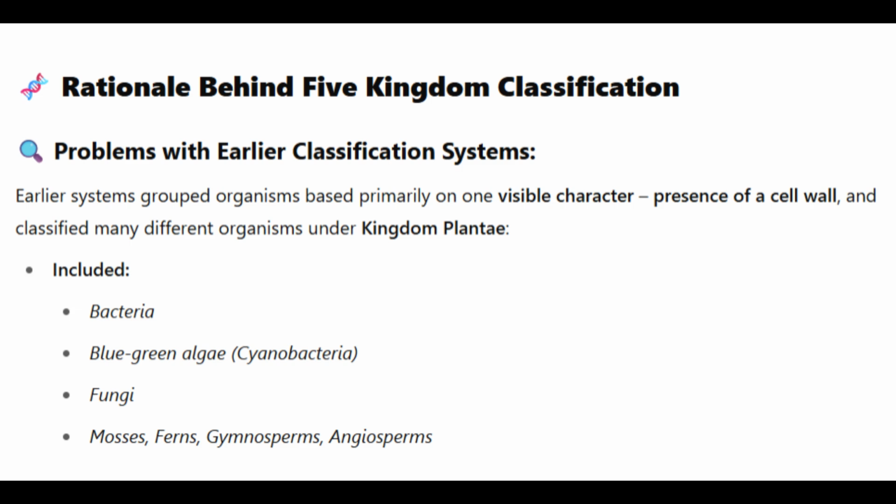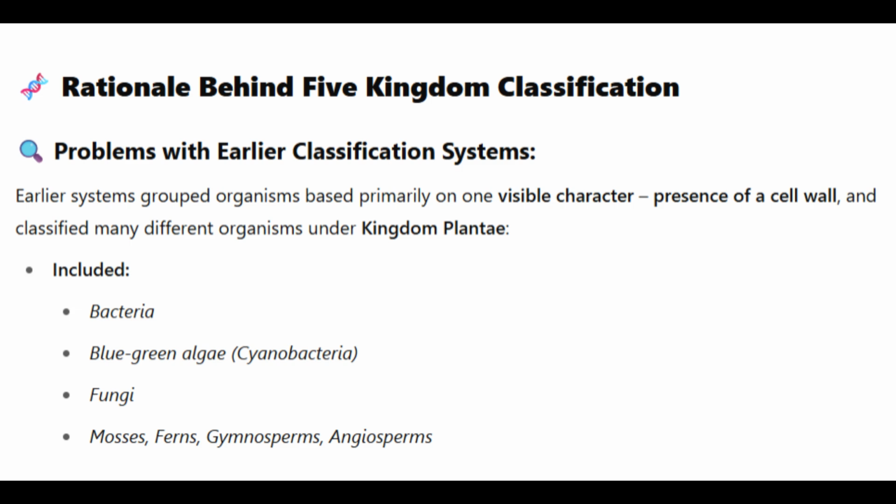Included bacteria, blue-green algae, cyanobacteria, fungi, mosses, ferns, gymnosperms, angiosperms. Issues with this approach. Prokaryotes plus eukaryotes grouped together. Bacteria and cyanobacteria, prokaryotic, were classified with fungi and plants, eukaryotic. Unicellular plus multicellular organisms grouped together. Chlamydomonas, unicellular, and Spirogyra, multicellular, were both classified under algae in plants.